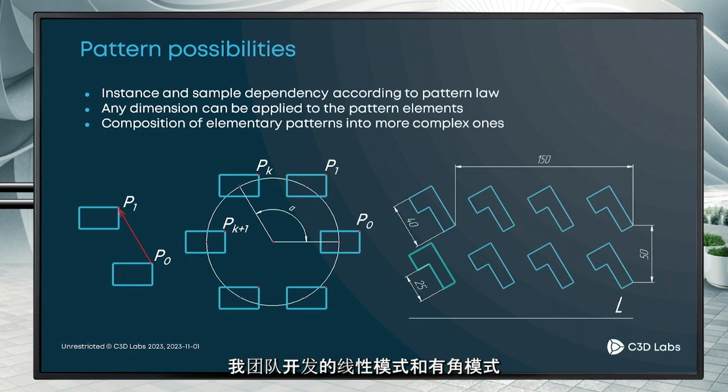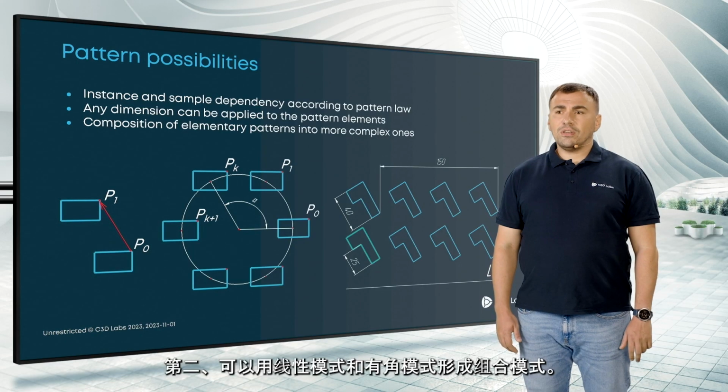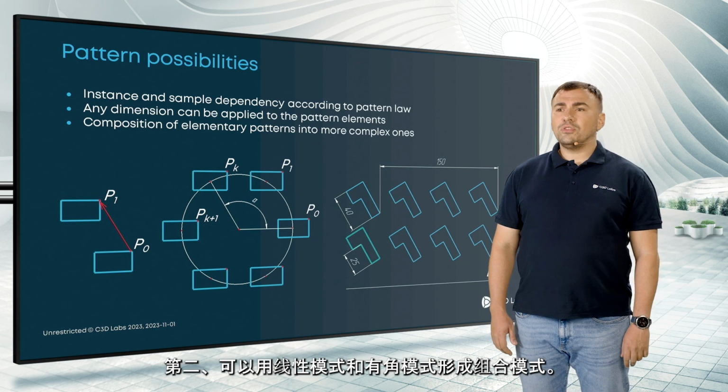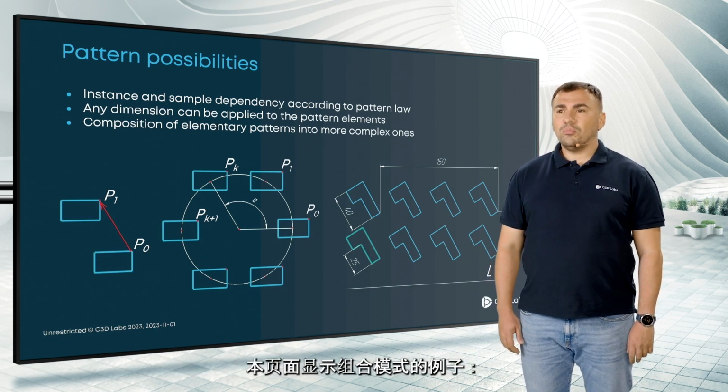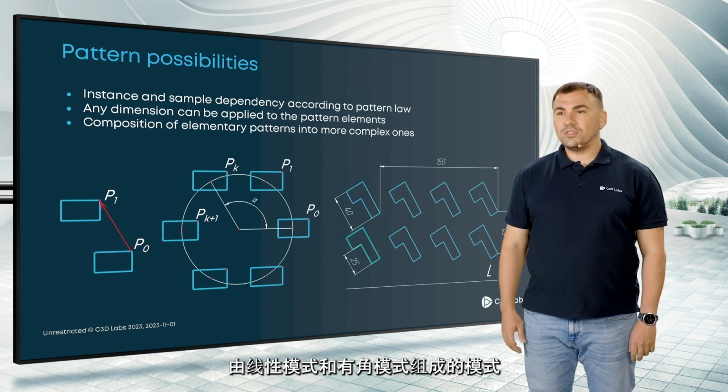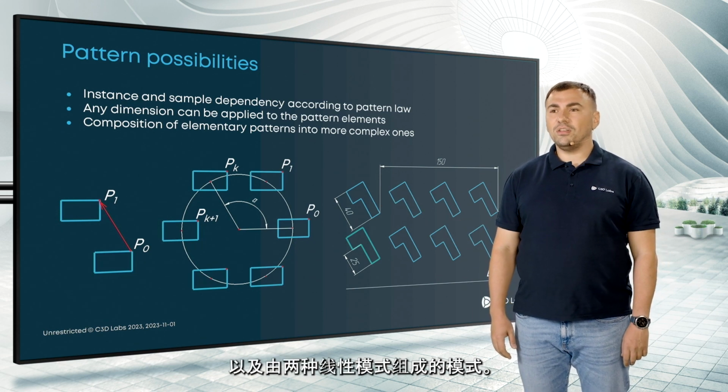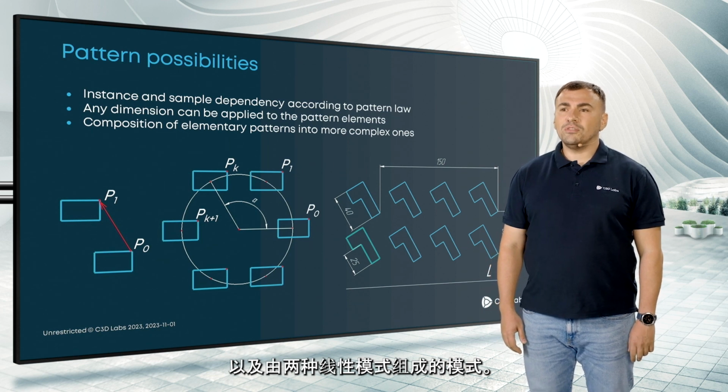We designed the linear and angular patterns in such a way that they provide two important opportunities. First, any element of the pattern could be bound to other geometric objects of the sketch by constraints available in Solver. And the law according to which the sample and its copies should be located will be performed automatically. It's also possible to impose any dimensional constraints on pattern elements. Second, this is an opportunity to make any compositional patterns combining linear and angular patterns. This slide shows examples of such patterns built by combining linear and angular patterns and two linear patterns.